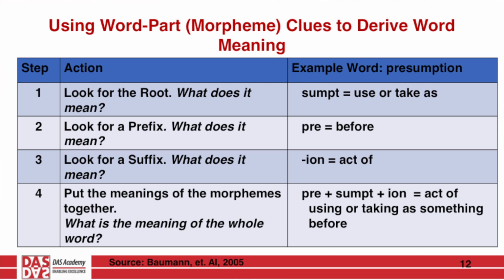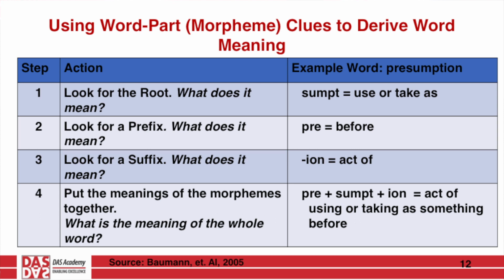Okay, so this is a very nice step-by-step approach. But if, let's say, the word doesn't have a prefix, then you can, of course, miss out step 2. If the word doesn't have a suffix, you can therefore miss out step 3. All right, so this is quite a nice and neat way of using word part or morpheme clues to derive word meaning. All right, and so this is another example.